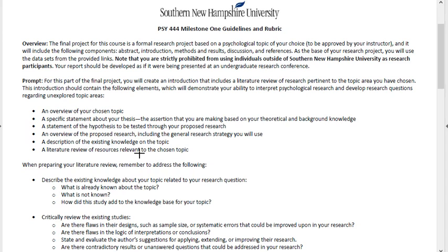Be sure to support your research. In other words, provide a rationale for why this research, the study that you're designing, that you're proposing, should be the next logical step within the existing literature. In other words, situate your study within the extant literature.